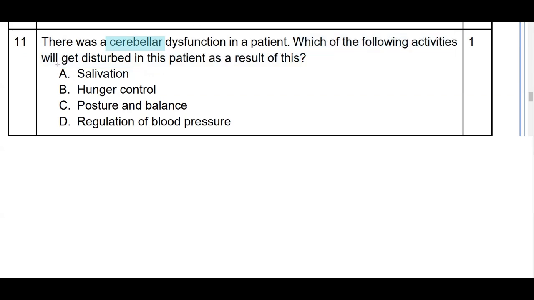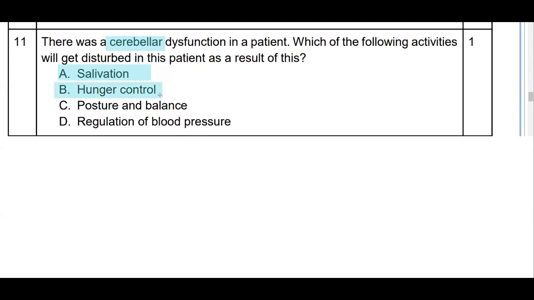So the first option is salivation. Salivation is the watering of the mouth, right? So watering of the mouth is actually controlled by the medulla. But they are talking about the cerebellum, so it's not correct.